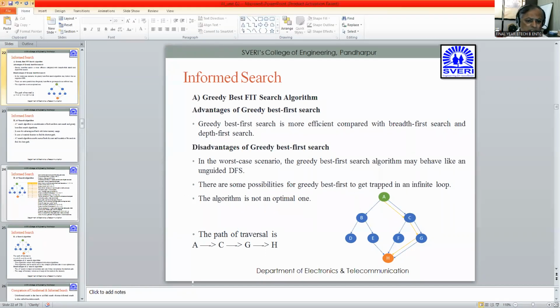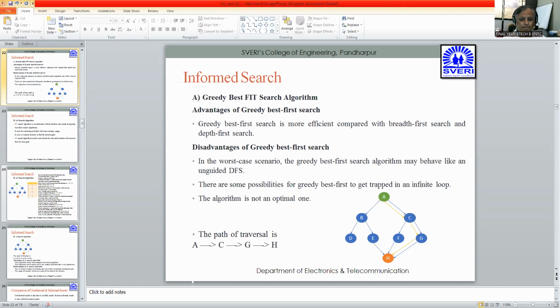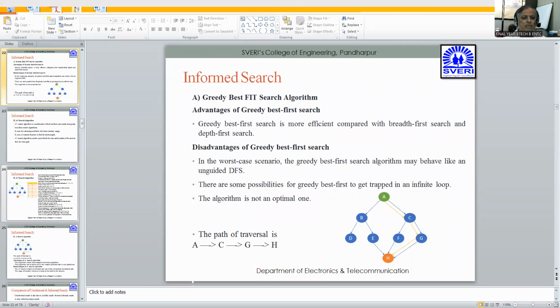There are some possibilities for greedy best first to get trapped in an infinite loop. Again, this is quite a common disadvantage in most searches. The chances of getting stuck in a loop are very high because there will be many nodes. So from the initial node to the destination node there are many paths and many nodes. So sometimes it may be trapped in this infinite loop. The algorithm is not an optimal one, so it doesn't give you average or above average performance.